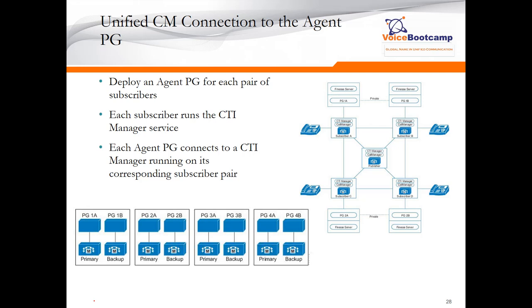To design PG for CUCM, it is recommended that you deploy an agent PG for each pair of subscribers. Each subscriber runs its own CTI Manager service. Each agent PG will connect to a particular CTI Manager running on a corresponding pair as well. So in a high availability design, I will have one PG1A for primary Call Manager, PG1B for secondary Call Manager. For the next two Call Managers, I will have PG2A primary, PG2B backup. Same thing until I'm exhausted of all the subscribers that I have in my cluster.